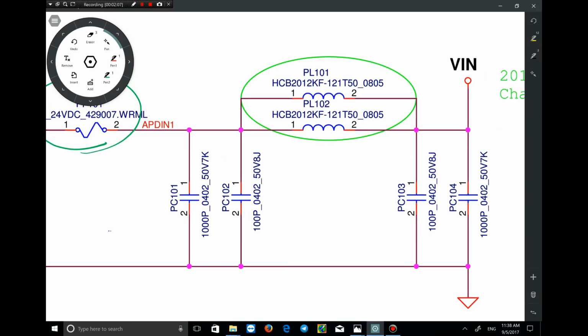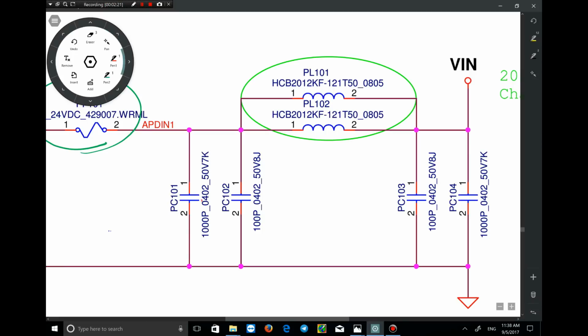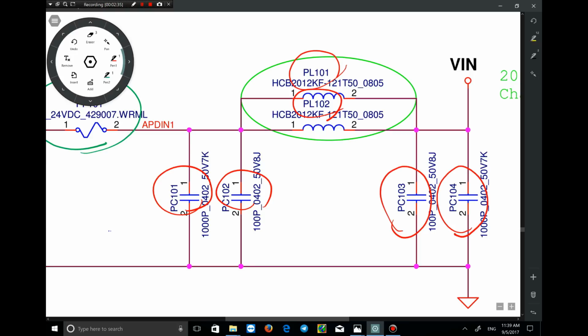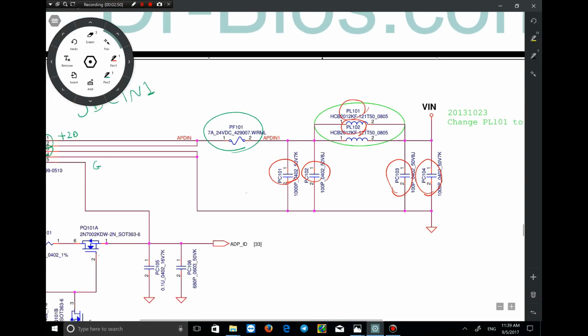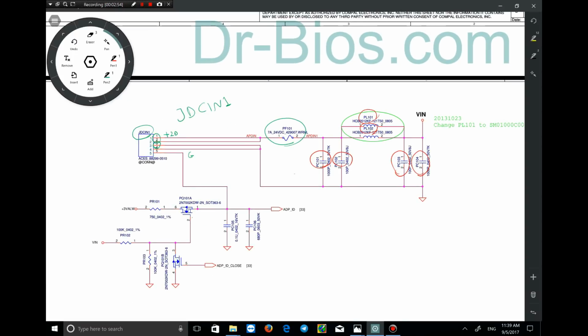And with the set of filters that you see here, 2 coils and 3 or 4 capacitors, they filter the voltage noise, which include PC101 and PC102 capacitor filters. Filter of PL101, 102, and PC103 and 104. So this set of LC filters is for filtering and clearing noise that might come from the power or even the different parts or disconnections of the adapter jack.